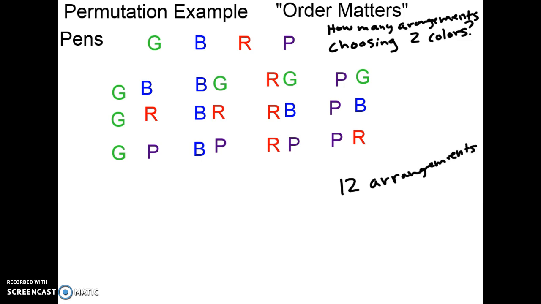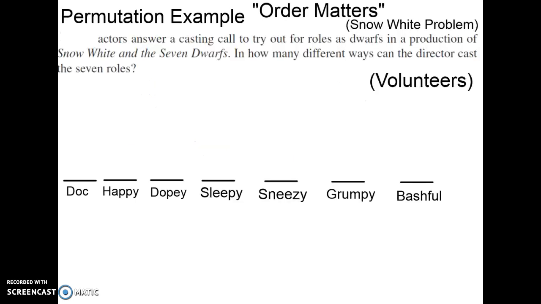Now, once again, that's going to be quite a bit if we start having numbers a lot higher than 4. So we're going to go on and see if we can come up with some sort of formula to make this process shorter. Okay, so I want to move on to one more example here that hopefully will help out. And we have what I call the Snow White example, or the Snow White problem.